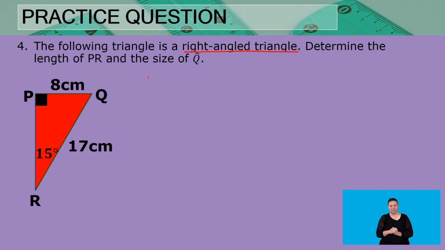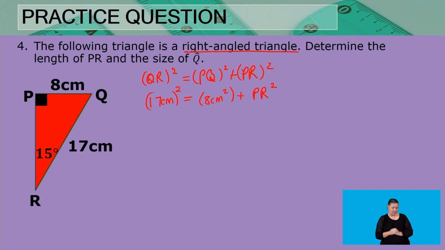So we are going to say here that the hypotenuse, which is QR squared, is equal to PQ squared plus PR squared. Now QR is equal to 17 centimeters. PQ is equal to 8 centimeters. And we have now our PR squared. So what is 17 centimeters squared? That is going to give us a total of 289 centimeters squared. What is 8 centimeters squared? Remember, that is 8 centimeters multiplied by 8 centimeters. That is going to give us 64 centimeters squared.